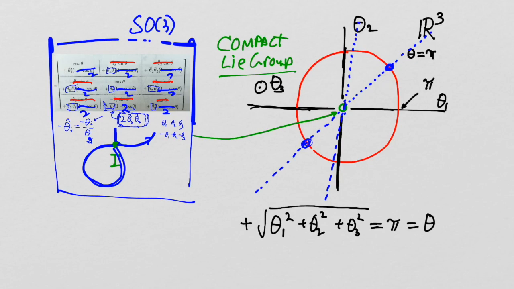So this point here is identified with that point there, and this point here, which I might do, say, in red, is identified with, my pen is not quite thick enough, that point there. Likewise, every point on one hemisphere is identified with the point on the other hemisphere.